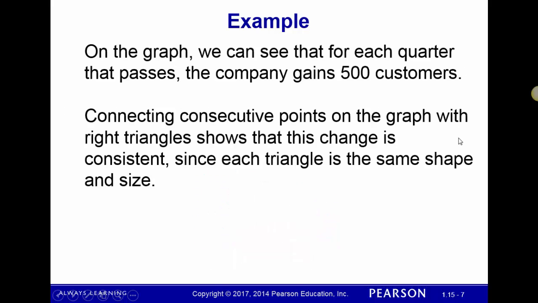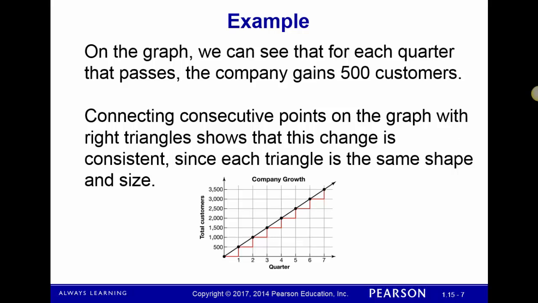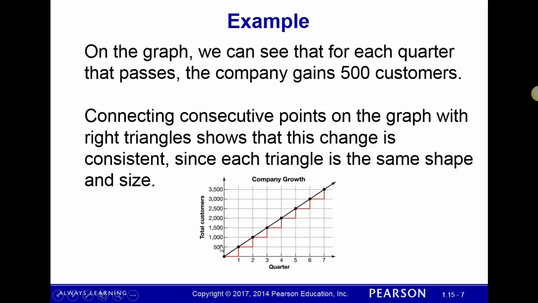Then we can graph this, and we can connect the points here. Look at this nice graph. It's a nice linear relationship, as we see. As we move through the quarters, the number of customers continues to increase by, again, 500 per quarter.